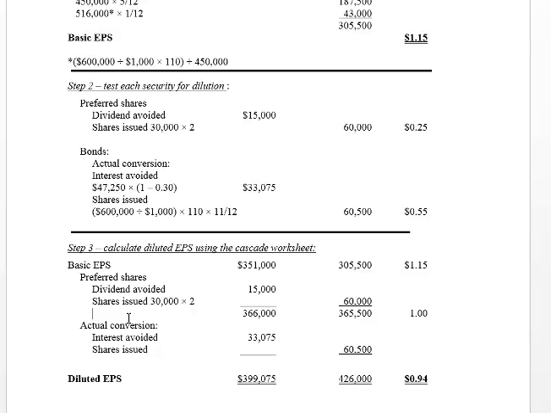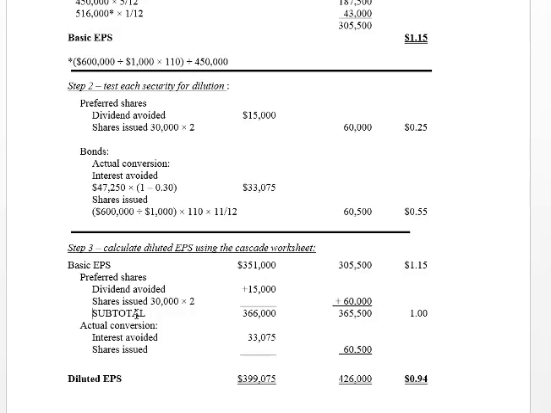So we're going to subtotal every time we add a new security. In this case, we're putting the preferred shares first because their EPS impact is the smallest. So that means we would have increased our earnings available to common by 15,000, and we would have also increased the number of shares issued, if they had been issued 12 months earlier, we would have increased our common shares outstanding by 60,000.